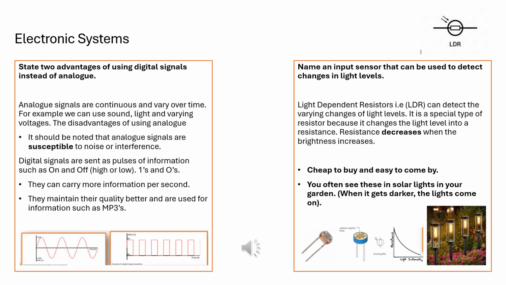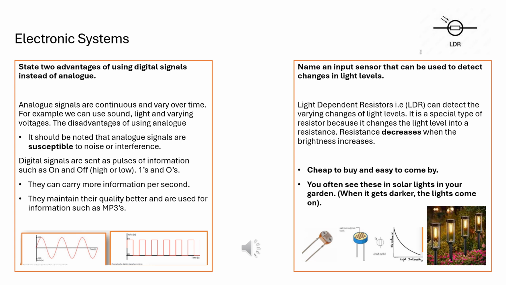So, two advantages of using digital signals instead of analog. Well, it should be noticed that analog signals are continuous. They change, they vary. Make sure you're clear that you understand that. The diagram on the left here shows that. The problem with using analog is that analog signals are susceptible to noise or interference.